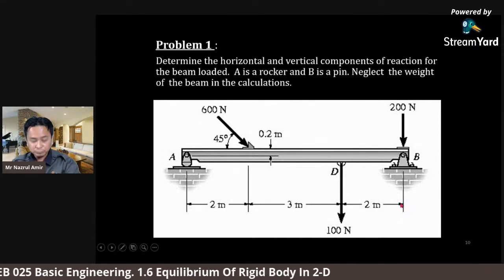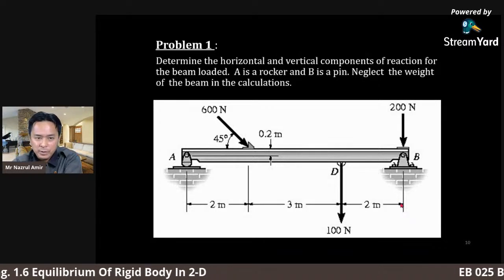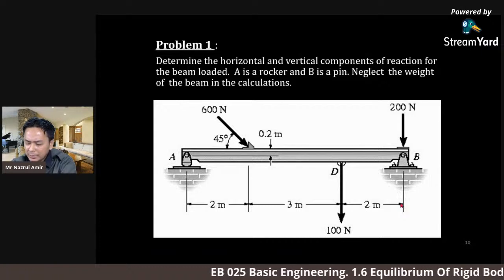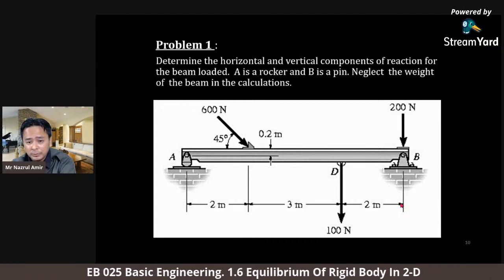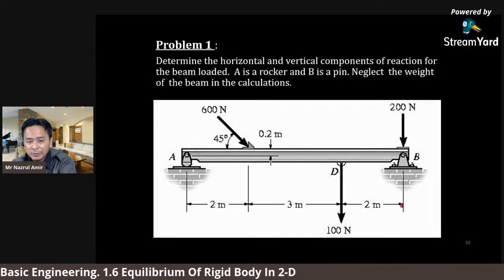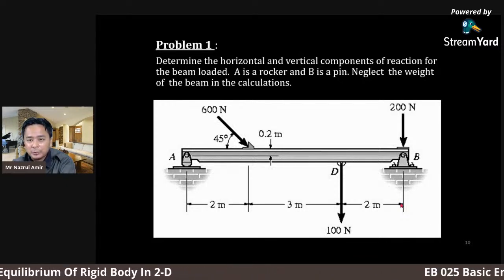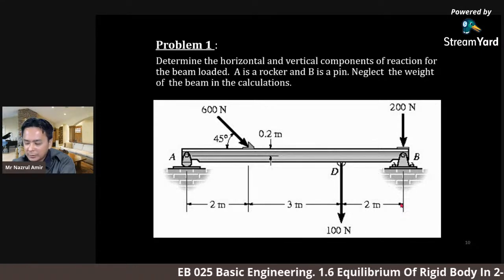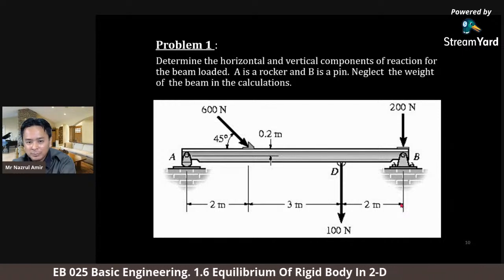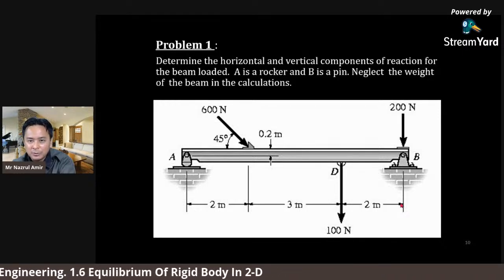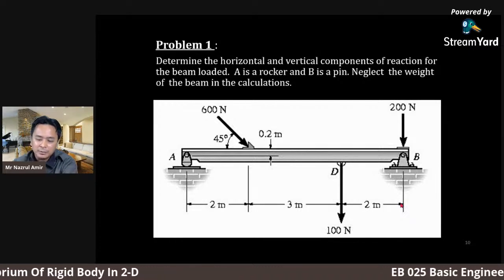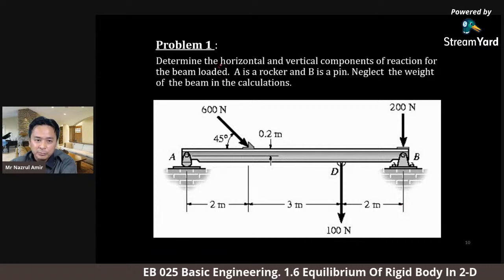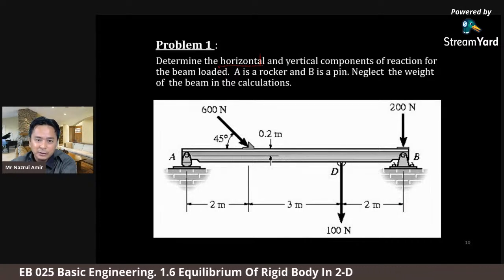We move on to problem 1. Determine the horizontal and vertical components of a reaction. This is a typical question used in rigid body, a typical statement: determine the reaction. It can be simplified to just determine the reaction, but this question uses a full, complete statement. It guides you to find the components. It mentions already the horizontal and vertical components.